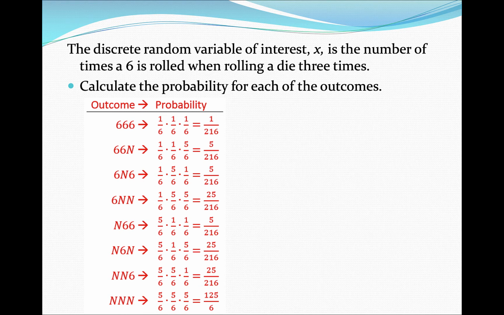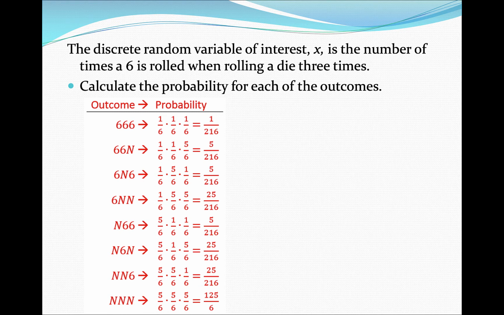The probability that I get a 6 and then another 6 and then not a 6, by the multiplication rule, is 1/6 times 1/6 times 5/6, which will give us 5 over 216. And all these work the same way. The next one, the probability of 6, not a 6, 6, is 1/6 times 5/6 times 1/6. That's 5 over 216. The probability of getting a 6 and then not a 6 and not a 6 is 1 over 6 times 5 over 6 times 5 over 6, which gives you 25 over 216. We just use that multiplication rule, and this will give us the probabilities for each of the outcomes from this tree diagram.